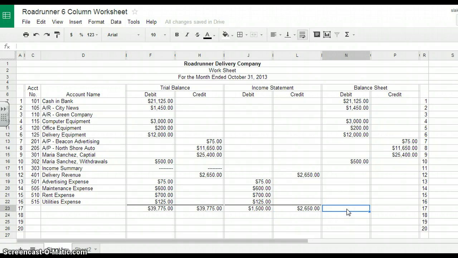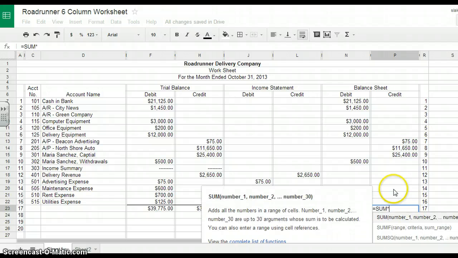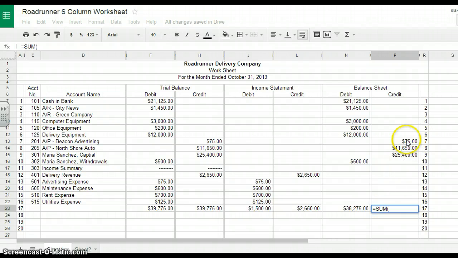I'm going to do the same over here. I'm going to do equal sign sum, and I'm going to grab everything that shows up in this column. Okay? And I come out to $38,275. Okay? And I'm going to take the same formula, and I'm going to apply it here. Formulas are so easy because it allows you to not really think about a whole lot here.